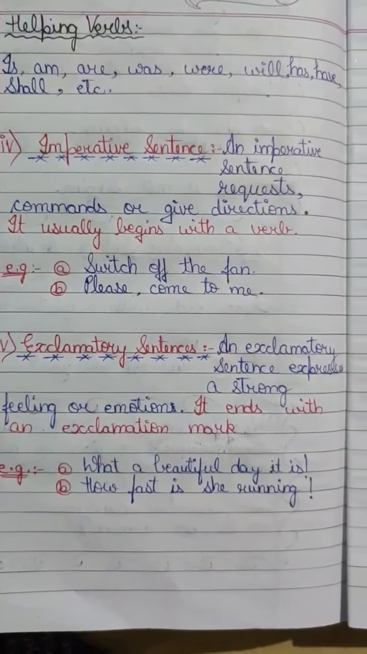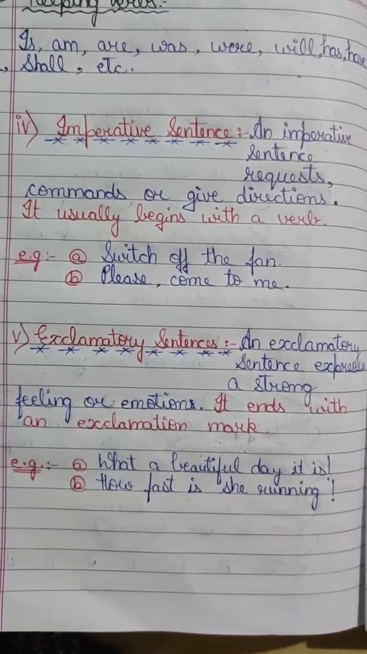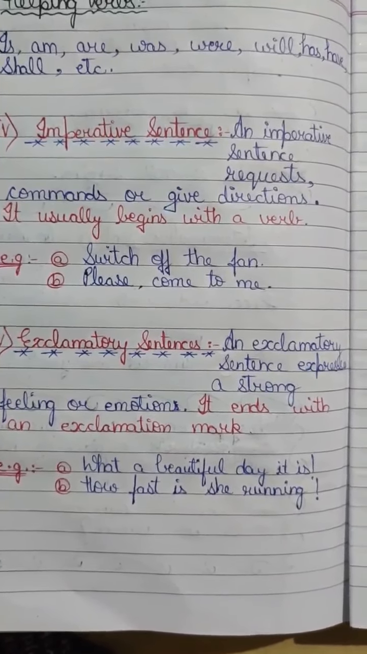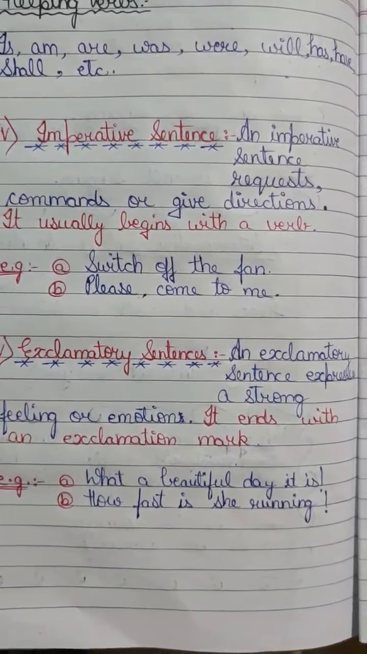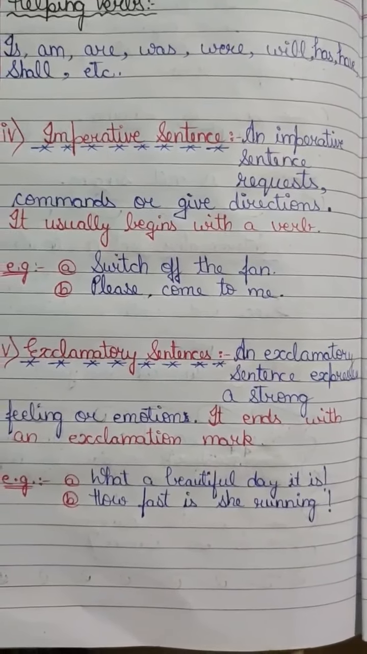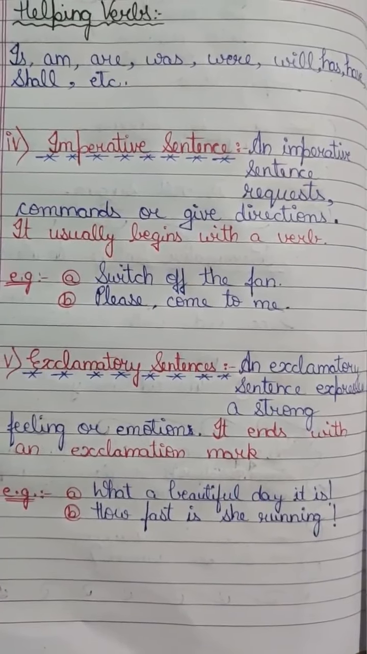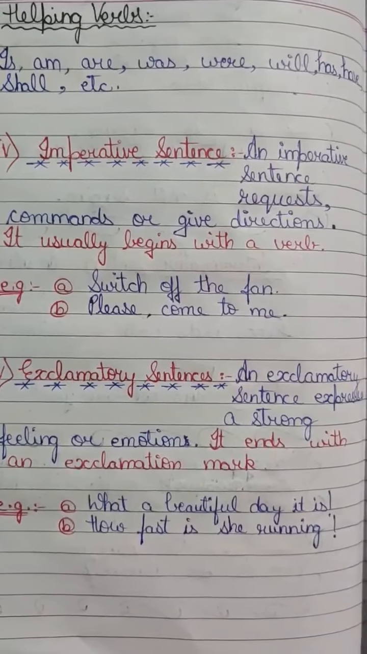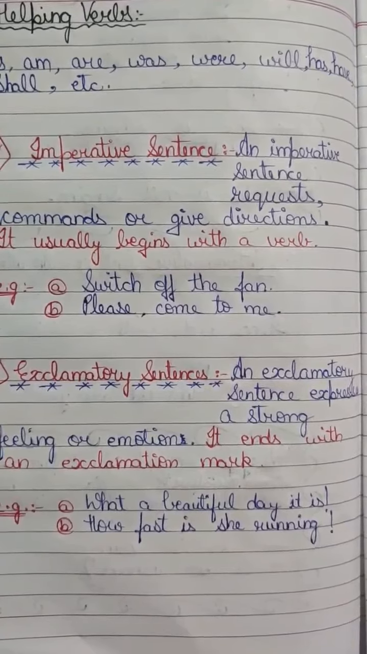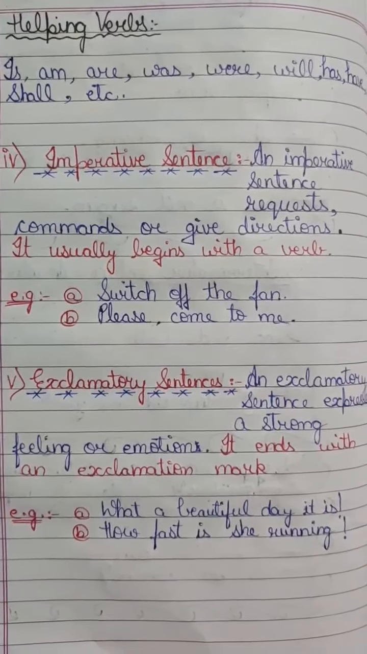Next one, exclamatory sentences. An exclamatory sentence expresses a strong feeling or emotion. Whatever we are feeling, for example, if I saw something very beautiful, I'll say, oh wow, what a beautiful picture it is. And I'll put an exclamation mark there. So to identify any exclamatory sentence, we just have to check whether the exclamation mark is there or not. If the exclamation mark is there in the sentence, that means the sentence is an exclamatory sentence.